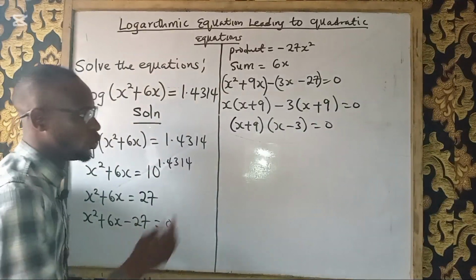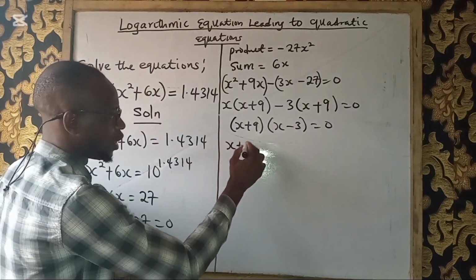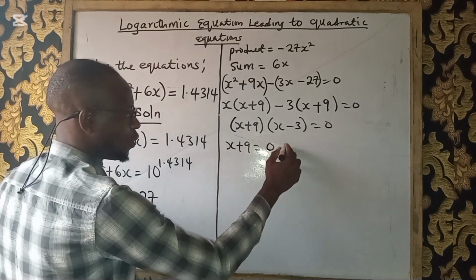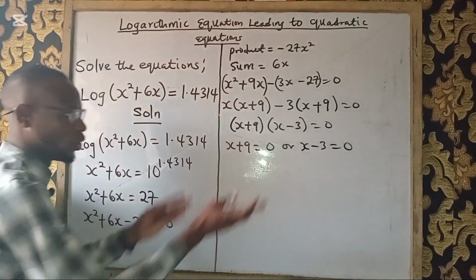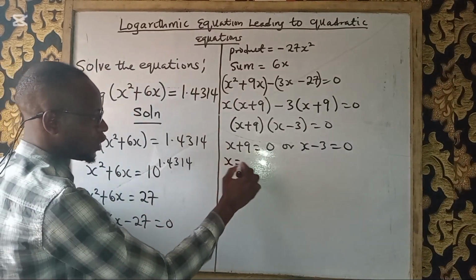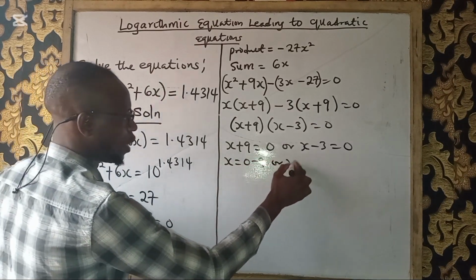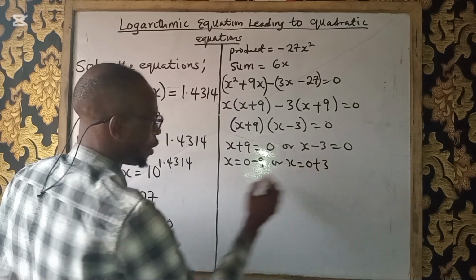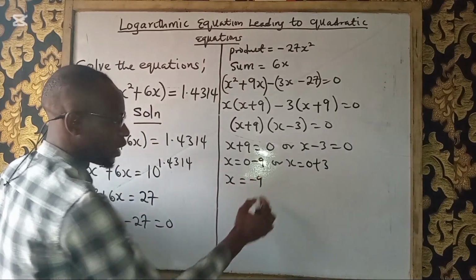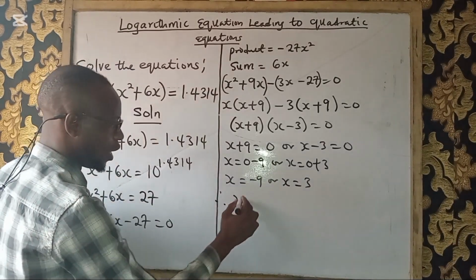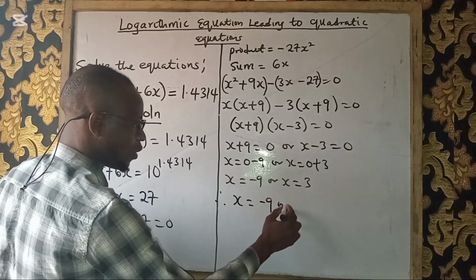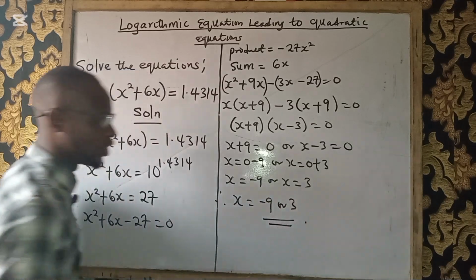0. So you open the bracket, we have x plus 9 is equal to 0, or x minus 3 is equal to 0. Then when you collect like terms, you are going to have x equals 0 minus 9, or x equals 0 plus 3, and this will give you x equals minus 9 or x equals 3. So therefore x is minus 9 or 3, which is the final answer to that problem.